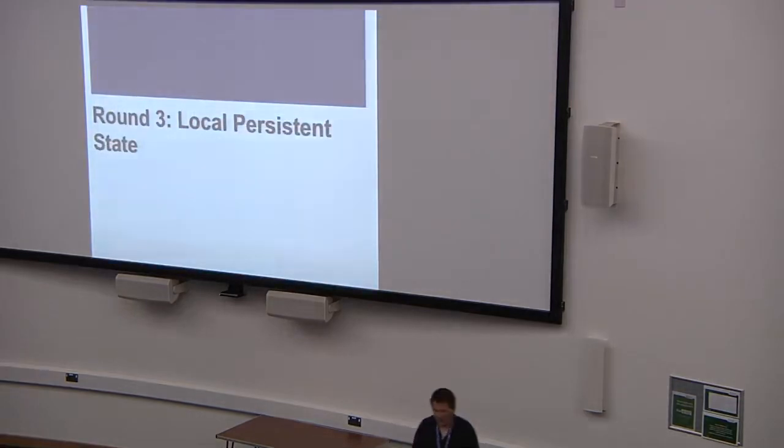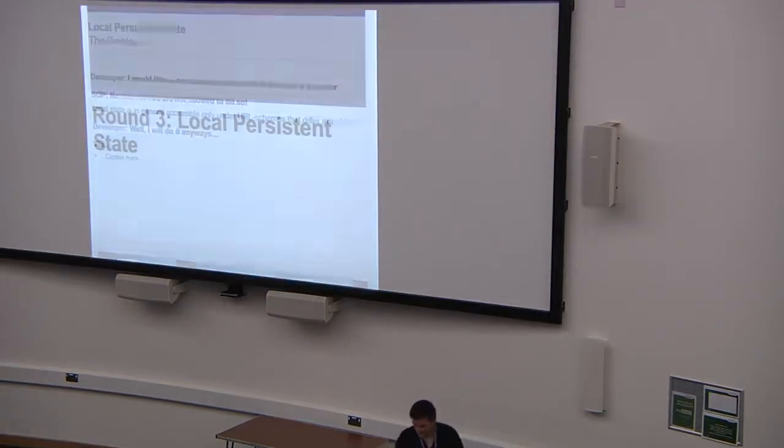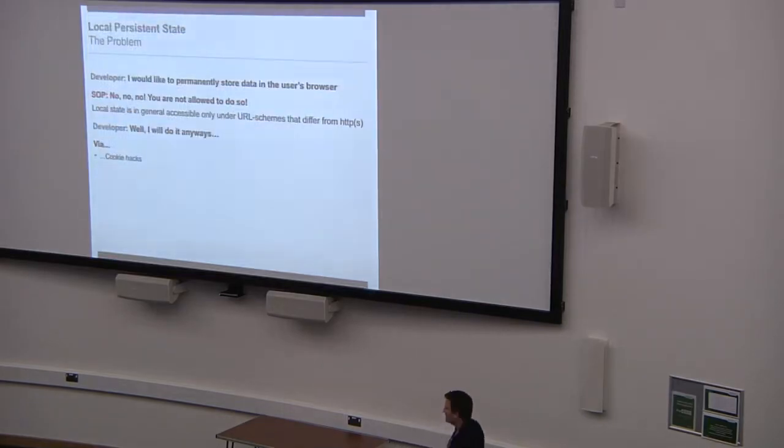So now let's talk about local persistent state. And let's have a look again at the problem statement. The developer says, well, I would like to create an application that permanently stores data on the client's computer. And then, well, this is somewhat constructed. The same origin policy says, no, this is not allowed. Files are only accessible via file URLs, and we are in HTTP, so we are not allowed to do this. And, well, developers are intelligent, so developers say, well, we do it anyways.